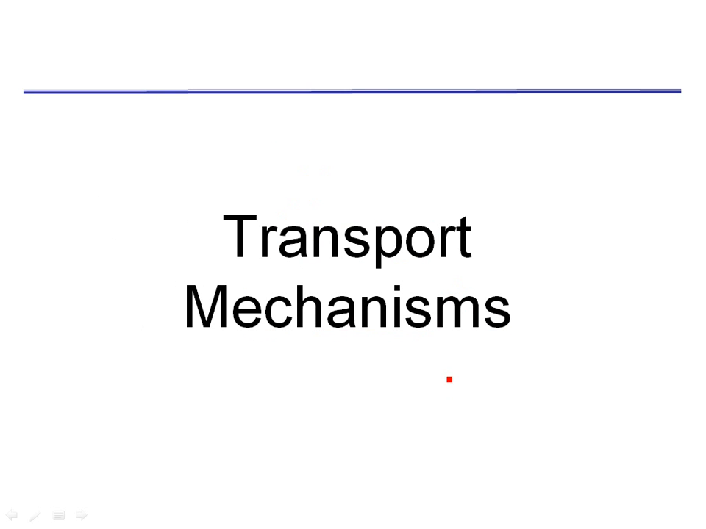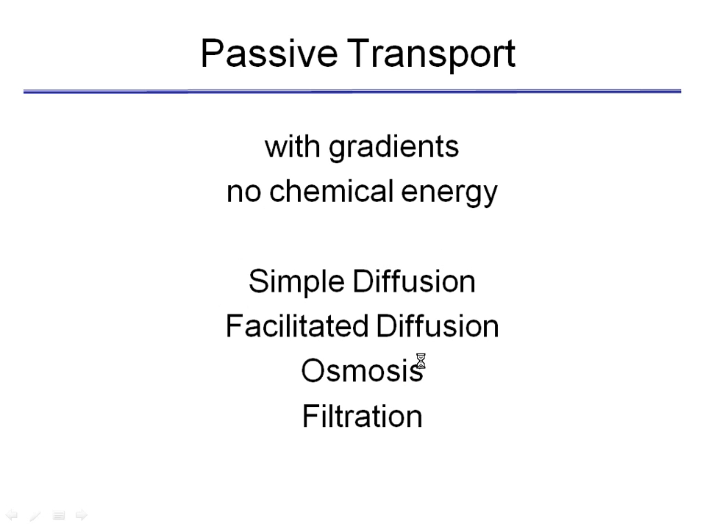Now we look briefly at transport mechanisms. Again, we talk about them in lecture. If a cell moves a molecule with a gradient from high to low, and it does not use any kind of chemical energy to get that job done, that's called passive transport. And there are 4 kinds of passive transport. We have simple diffusion, facilitated diffusion, osmosis, and filtration. I'm going to define filtration separately.